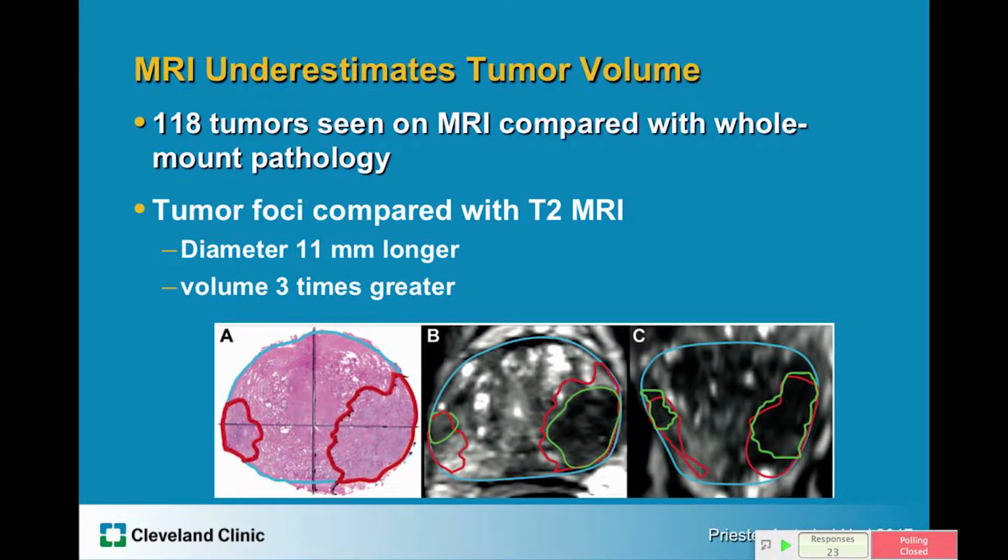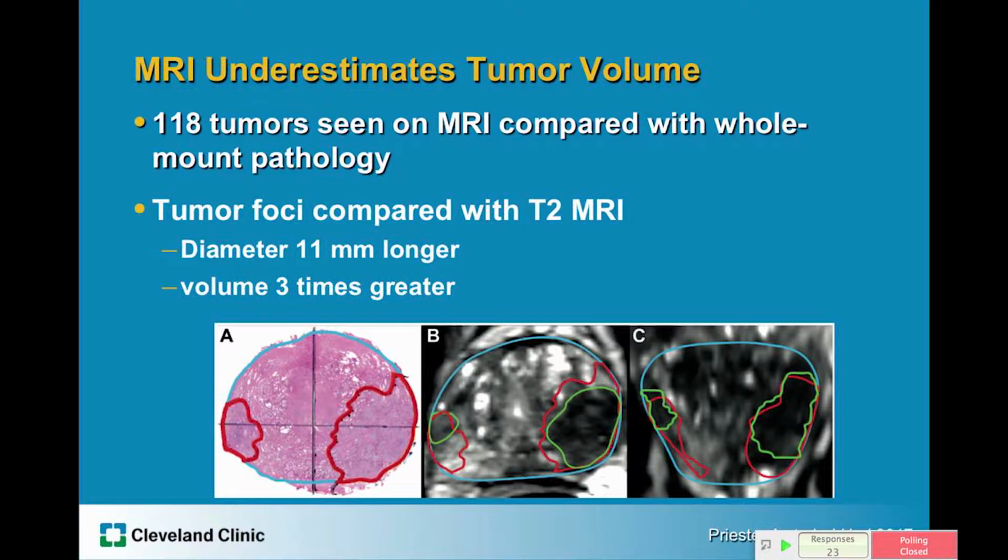This paper just came out in the Journal of Urology and is important because, as many of us know, MRI tends to underestimate the size of the tumor. This is 118 tumors seen on MRI and compared to whole mount prostatectomy specimens. And what they found is that the MRI underestimated tumor diameter by an average of 11 millimeters, and tumor volume was 3 times greater in whole mount specimens compared to T2.